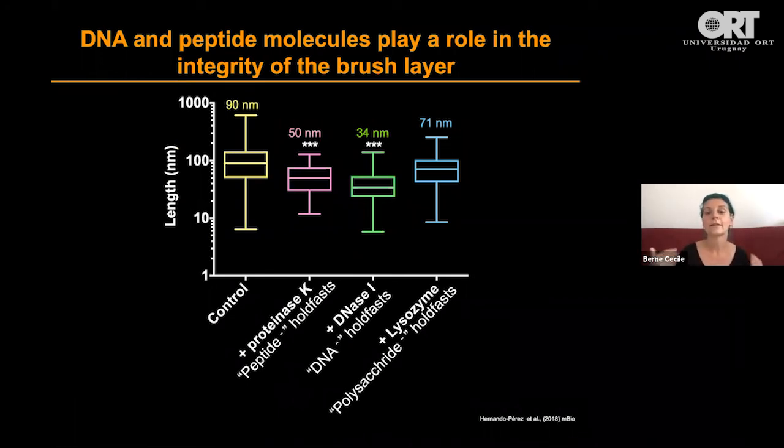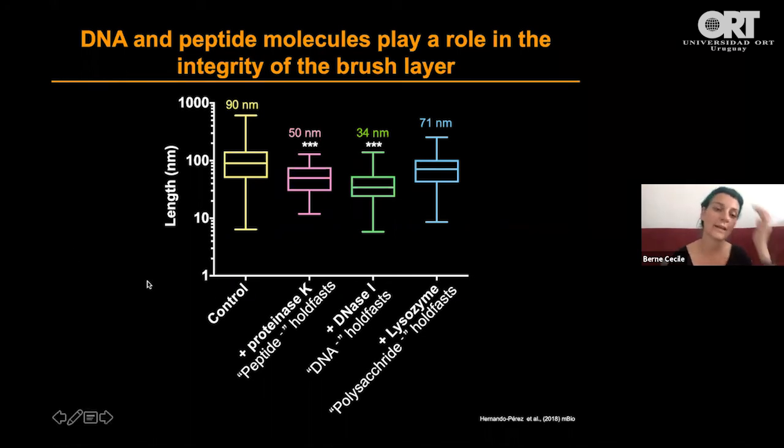For that, I used the same enzyme I used in the previous experiments, treated my holdfast with that, and redid indentation curves on those treated holdfast. You can see first that when you treat with lysozyme, you don't change the length of the polymer brush, or a bit, but it's not significant. Which means that the polysaccharides are not a big part of the polymer brush.